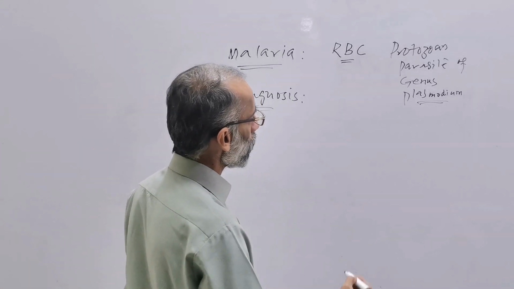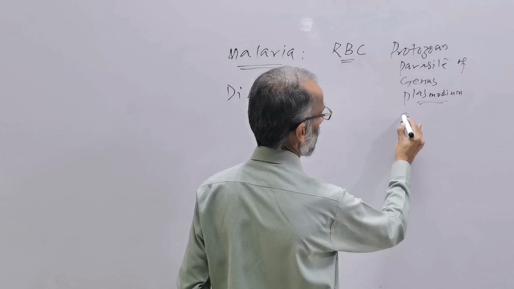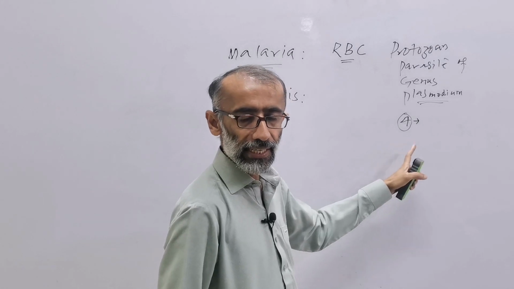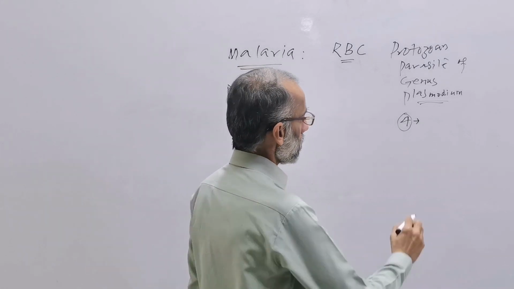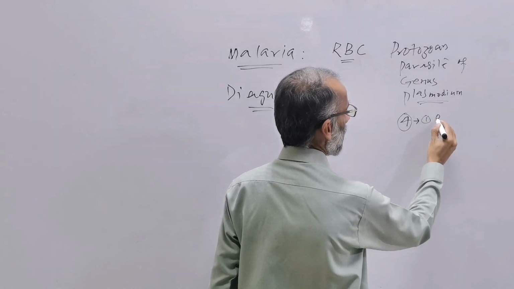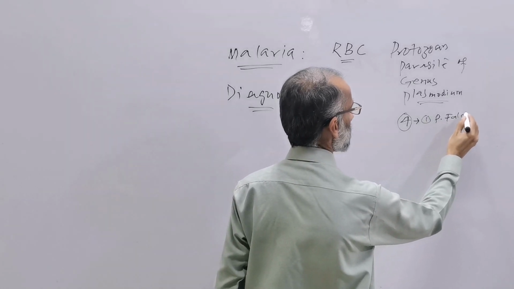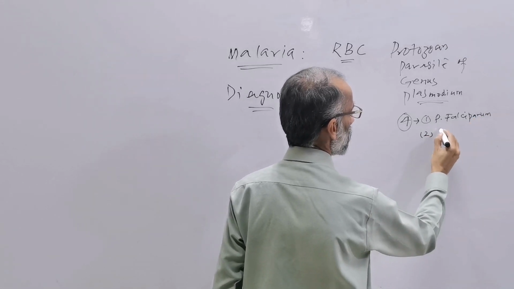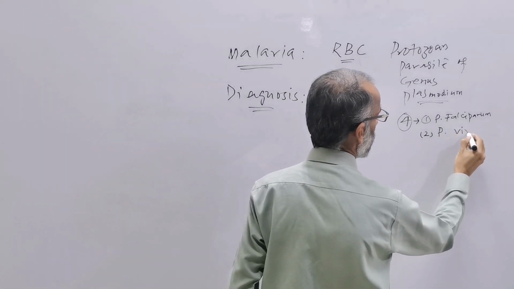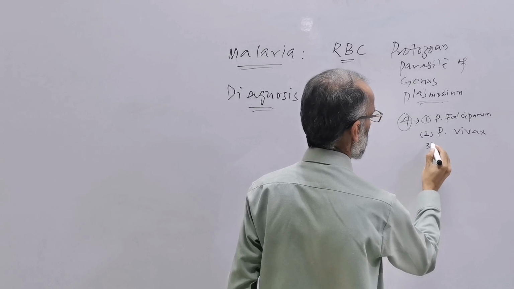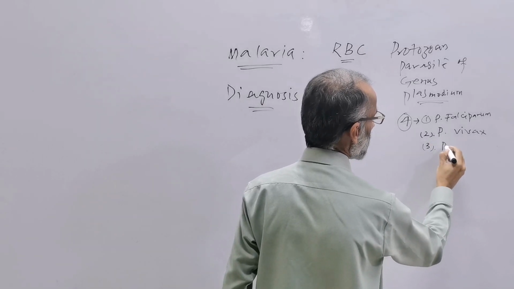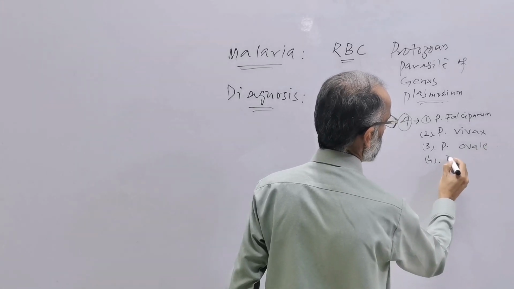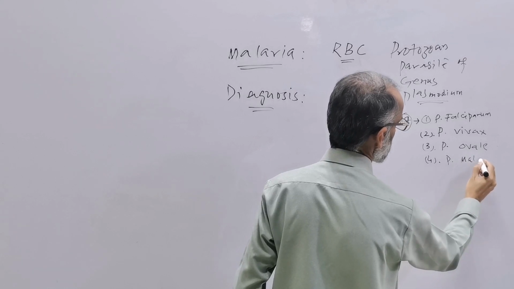There are 4 species of Plasmodium. They can infect human being. Number 1, Plasmodium falciparum. Number 2, Plasmodium vivax. Number 3, Plasmodium ovale. Number 4, Plasmodium malariae.